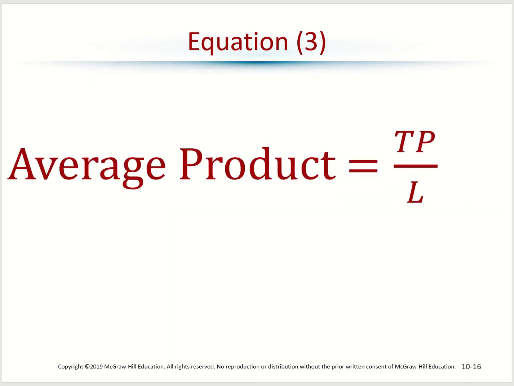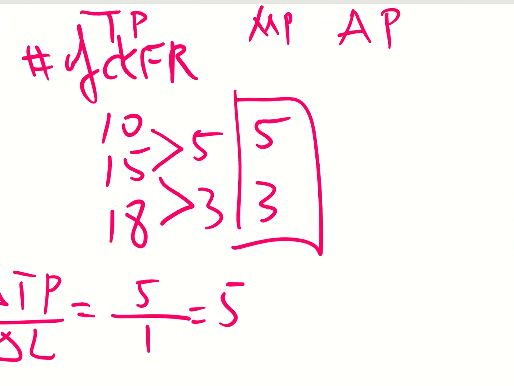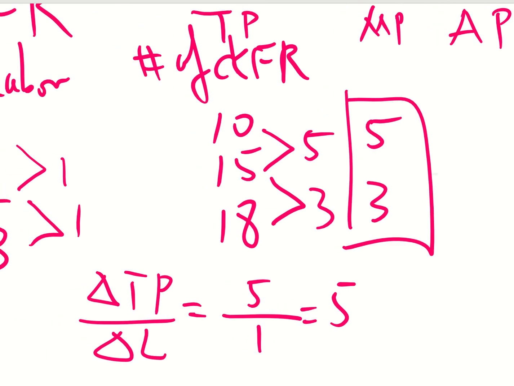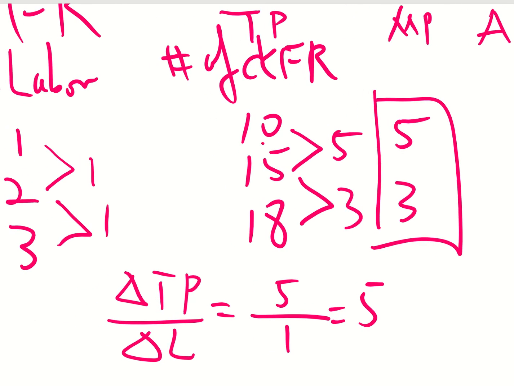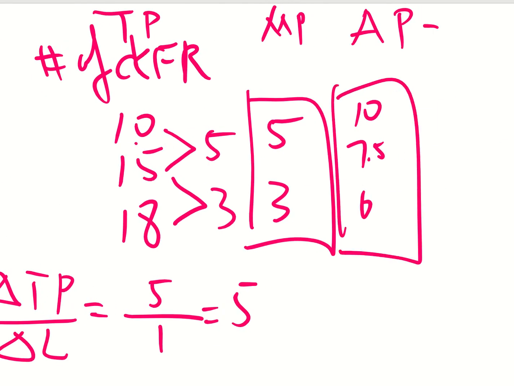All right, and then your average product, just take your total production divided by the number of labor you have. That's your average product. So in our previous example, if you're looking for the average product, we're going to use our total production. So 10 divided by 1, which is 10. And the next one, 15 divided by 2, that's 7.5. And the next one, 18 divided by 3, that's 6. So that is your average product. So just take your total production divided by the number of labor. That's your average production.